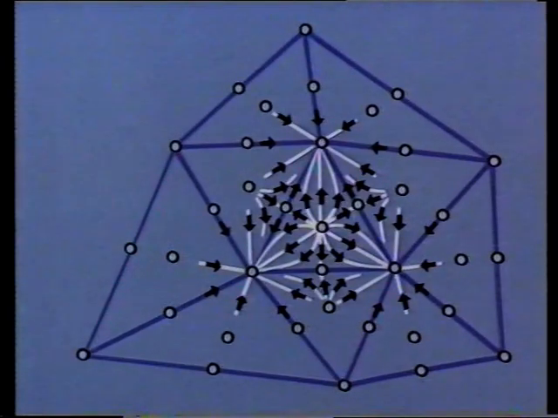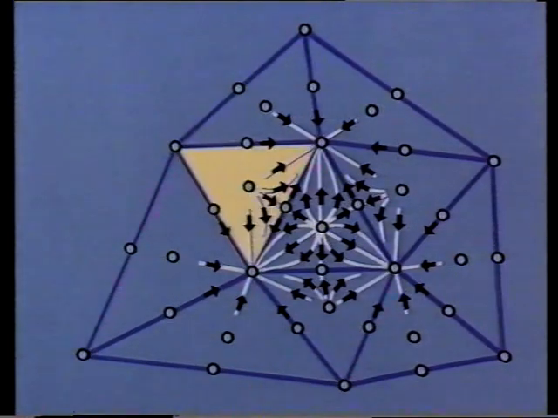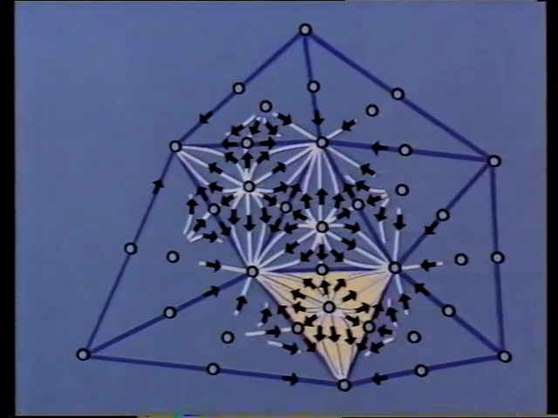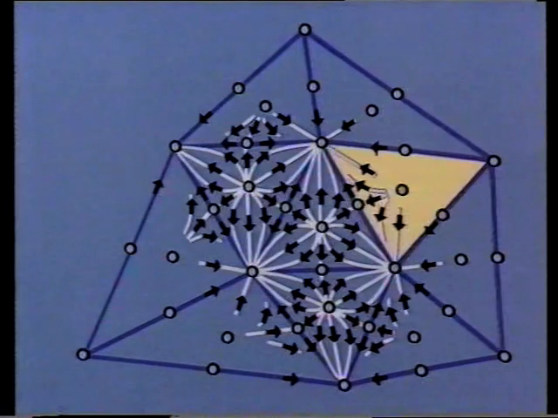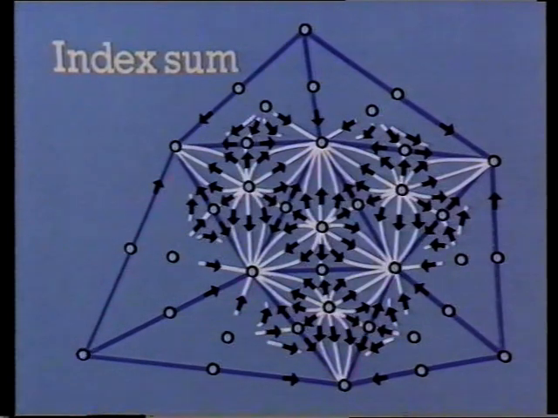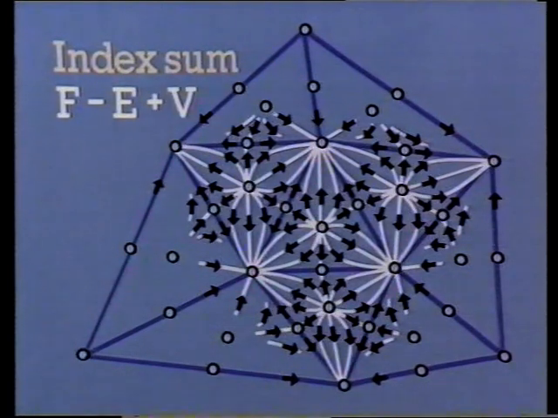And we do exactly the same for each triangle. You can see that if we do this for all the triangles, we'll get a genuine flow over the whole surface. And that gives us our result. The contribution to the index sum from the interior singularities will be F. The contribution from the edge singularities will be -E, because each one has index -1. And we get +V from the vertex singularities.